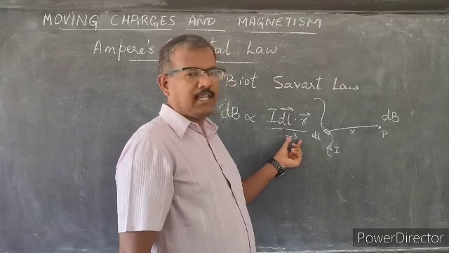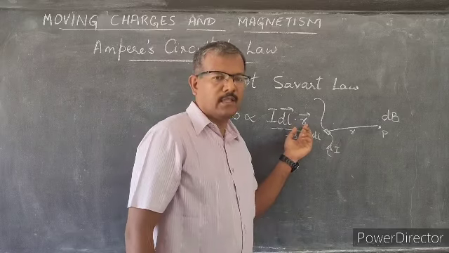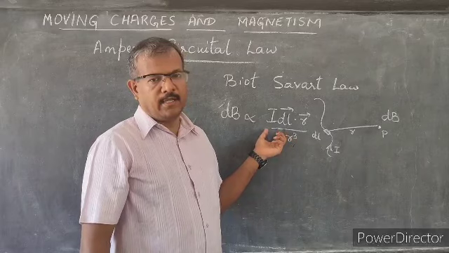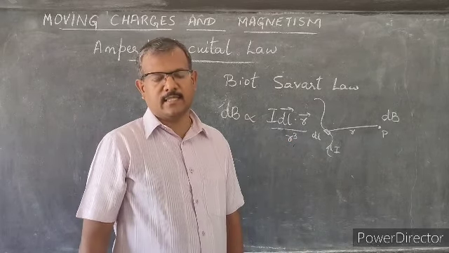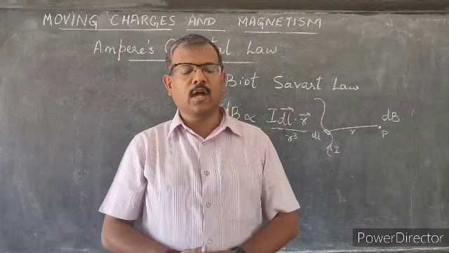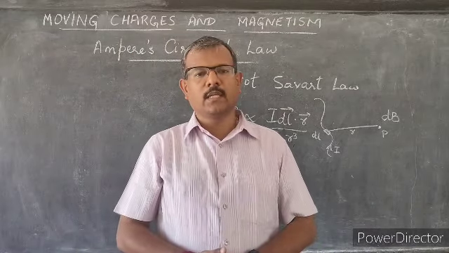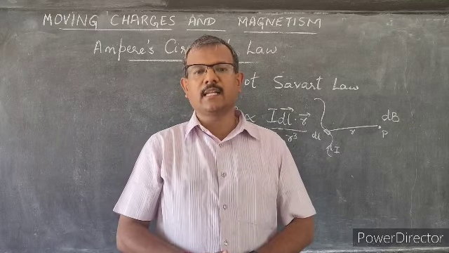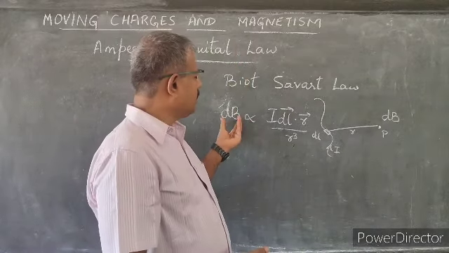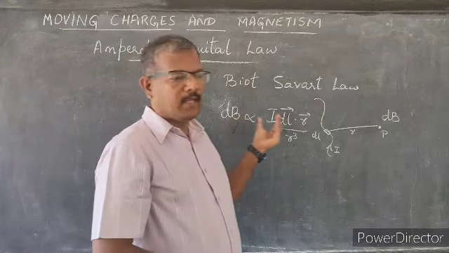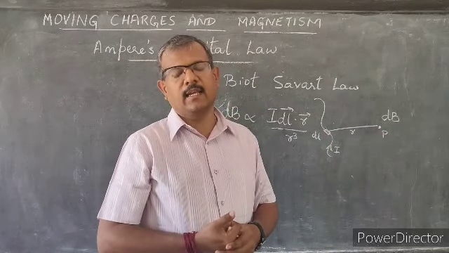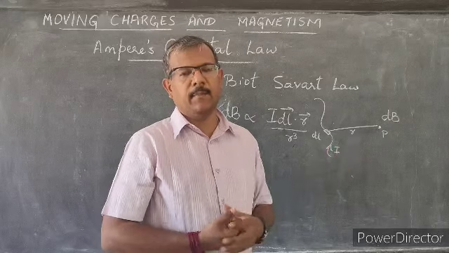So we represent it as r cube because eventually the r in the numerator cancels out one of the r's in the denominator and it's inversely proportional to the square of the distance. So this is basically what Biot-Savart Law stated. Now Ampere's Circuital Law is yet another method to measure the strength of a magnetic field at a distance P from a current carrying conductor or a current carrying element.